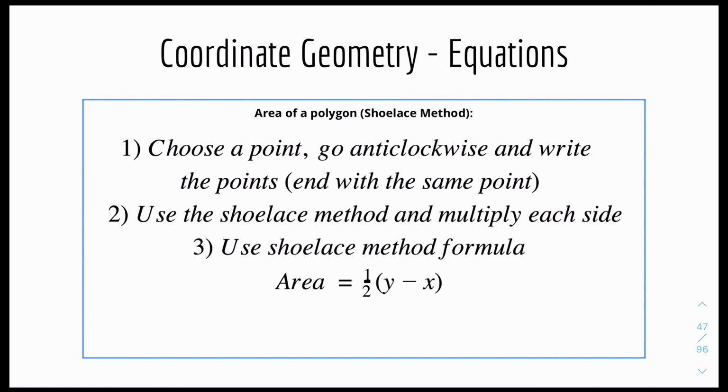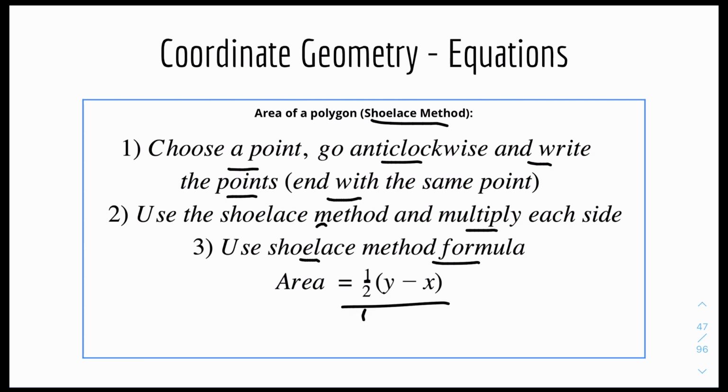And here we have more equations, and it's to find the area of a polygon on like a graph or like a Cartesian plane, and it's called the Shoelace Method. So what you want to do, number one, is you choose a point, and I'll show an example in the next slide, so don't worry if you don't understand anything. You plot all the points on the graph just to observe where their positions are. You choose a point and go anti-clockwise and write down the points in order, and you have to end with the same point. And use the shoelace method to multiply each side, and use the formula of this to find the area, 1 over 2 and y minus x.